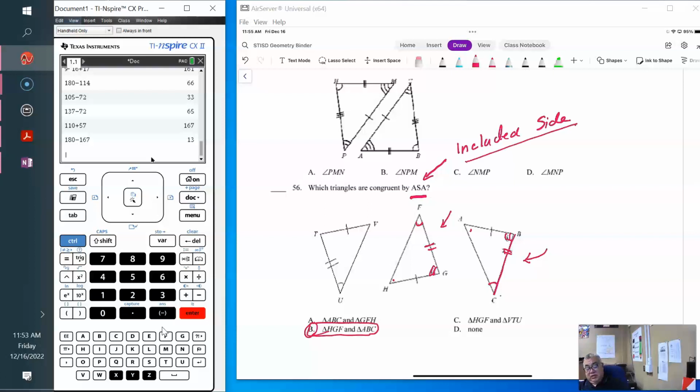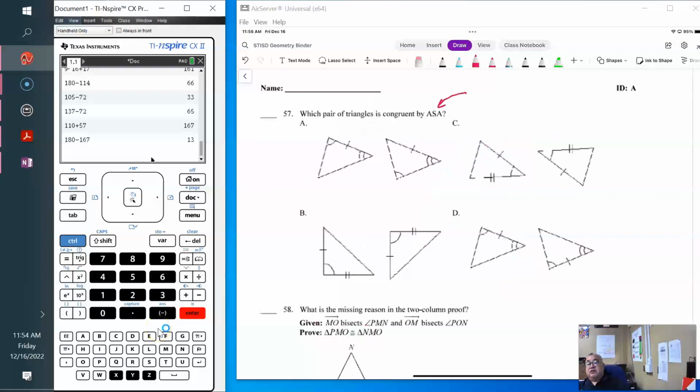So included side, this is the included side. So angle, side, angle uses the included side. Angle, side, angle uses the included side. So 57, S is the included side. So this is side, side, angle, side. So this is side, angle, side. So that will be it.